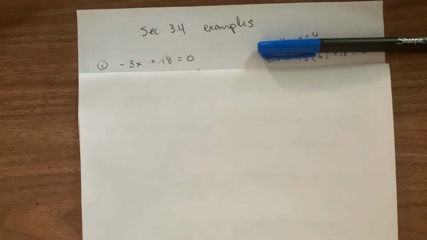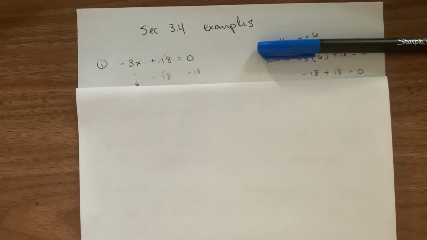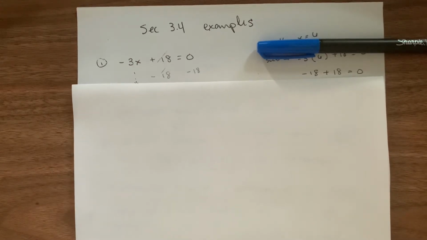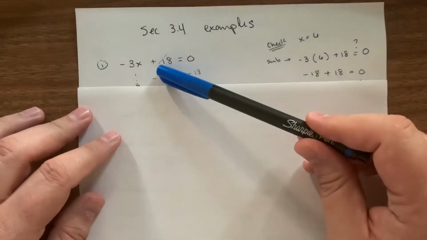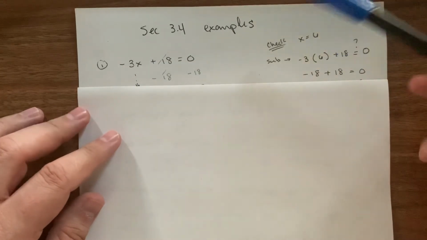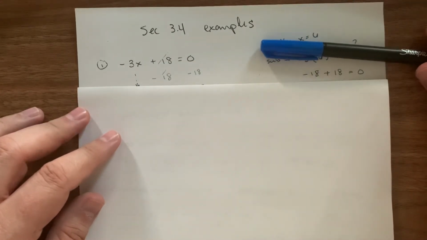So our step number one is going to be just to move, in this case, the 18 from the left-hand side to the right-hand side. My goal is to get the x isolated by itself. What that means is I need to get negative 3x by itself first. So I want this 18 shifted to the other side. It's plus 18 here, so the opposite of adding 18 would be subtracting 18.